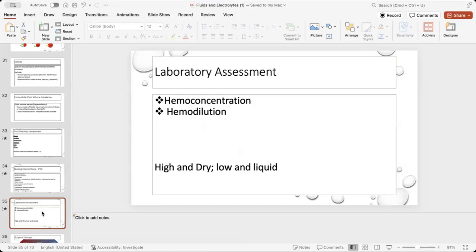I have a question. So with hemoconcentration, is osmolarity high, and with hemodilution, osmolarity low? Yes, you are correct. The blood is very concentrated with those particles. Yeah, your blood osmolarity is high.